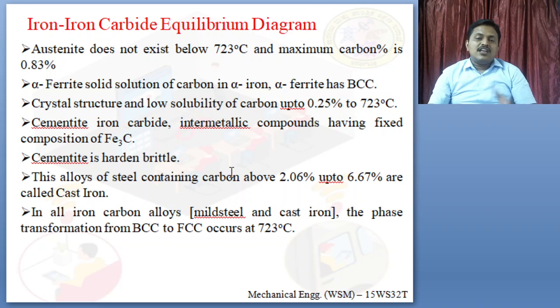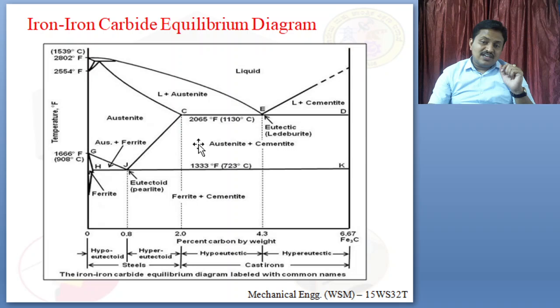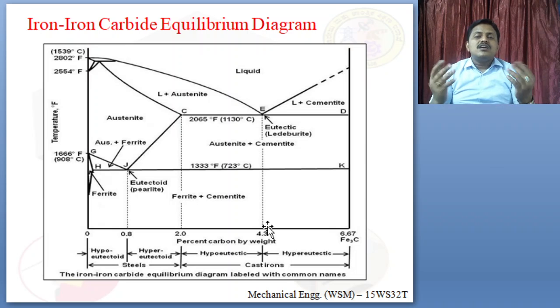Any alloys containing up to 2.06 percent carbon, we will call steels. In all iron carbon alloys, mild steel and cast iron, the phase transformation from BCC to FCC occurs at 723 degrees. Why have they taken 723? Because for any metal, especially steels or cast iron, the phase transformation occurs only above the recrystallization temperature, that is 723 degrees centigrade.